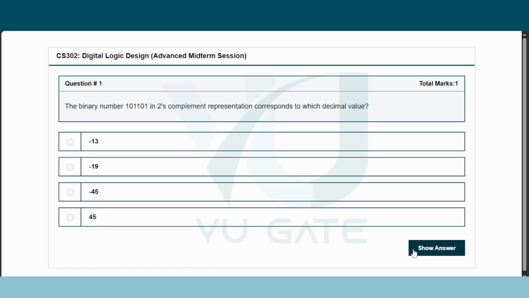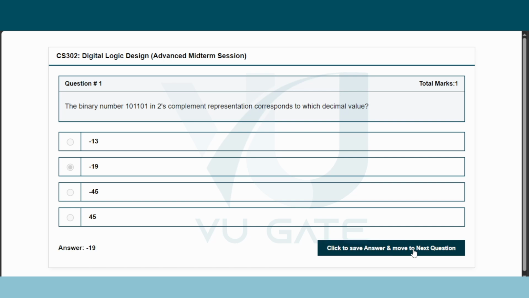Today we are covering the CS302 Digital Logic Design Midterm Advanced Quiz, featuring 40 highly important conceptual questions. Let's start with our first question. Question number 1. The binary number 101101 in 2's complement representation corresponds to which decimal value? The correct answer is -19.